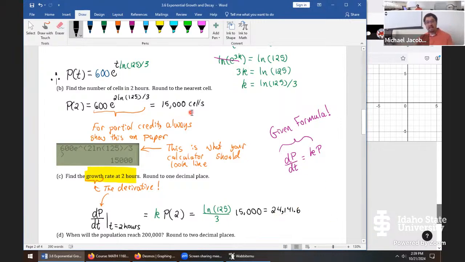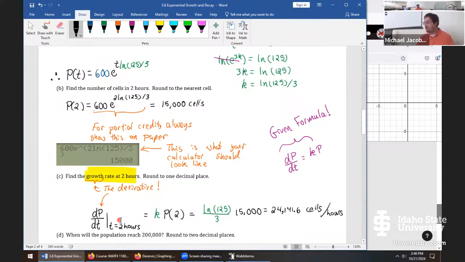And in part B, the answer was just 1,500 cells. But because this is a growth rate, we get the unit by going to the numerator. P is a population size in cells. Then use the denominator unit. That's in hours. And so this whole derivative tells us that at 2 hours into the experiment, the growth rate of that bacteria is increasing by 24,141.6 cells per hour. And this growth rate absolutely is time dependent.